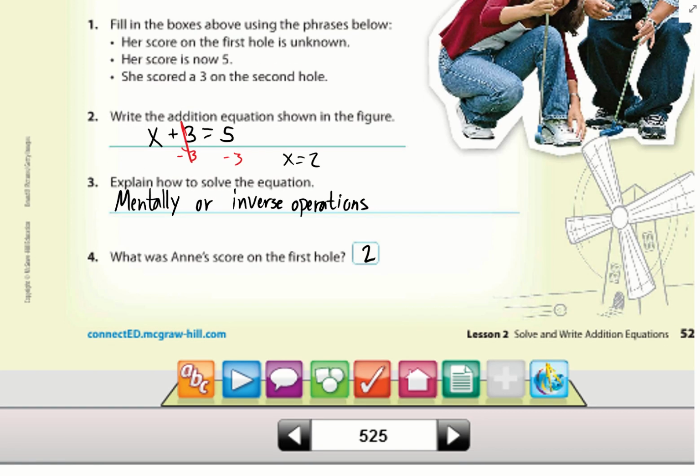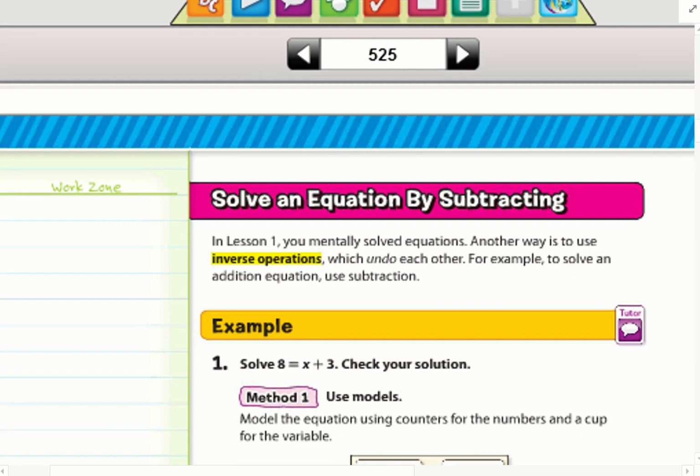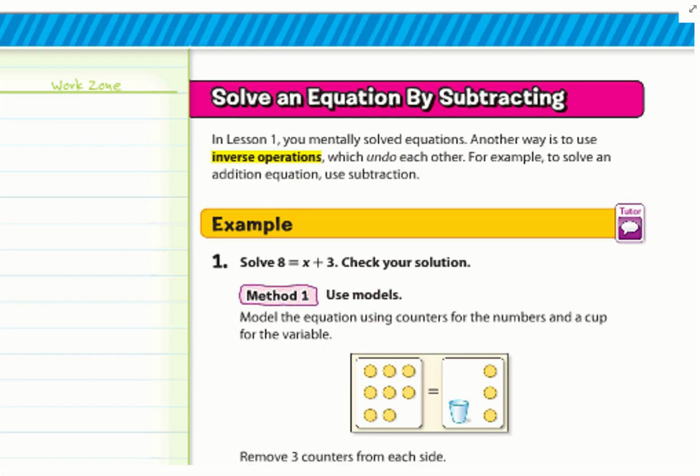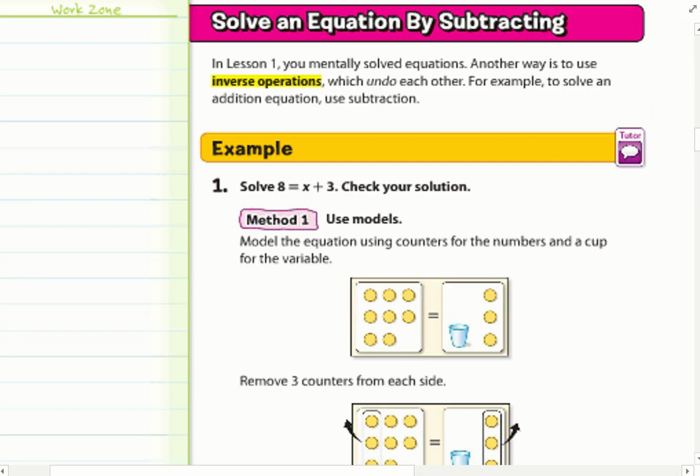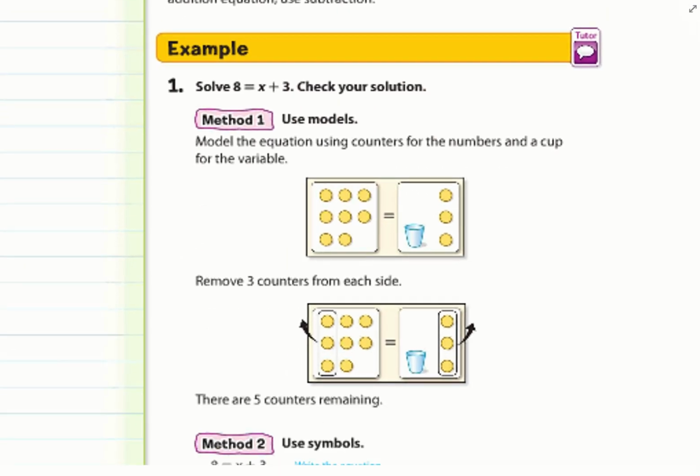And we'll go more in detail with inverse operations right now. It's to solve an equation by subtracting. In Lesson 1, you mentally solved equations. Another way is to use inverse operations which undo each other. For example, to solve an addition equation, use subtraction. So here's example 1. So the first method is by using models.